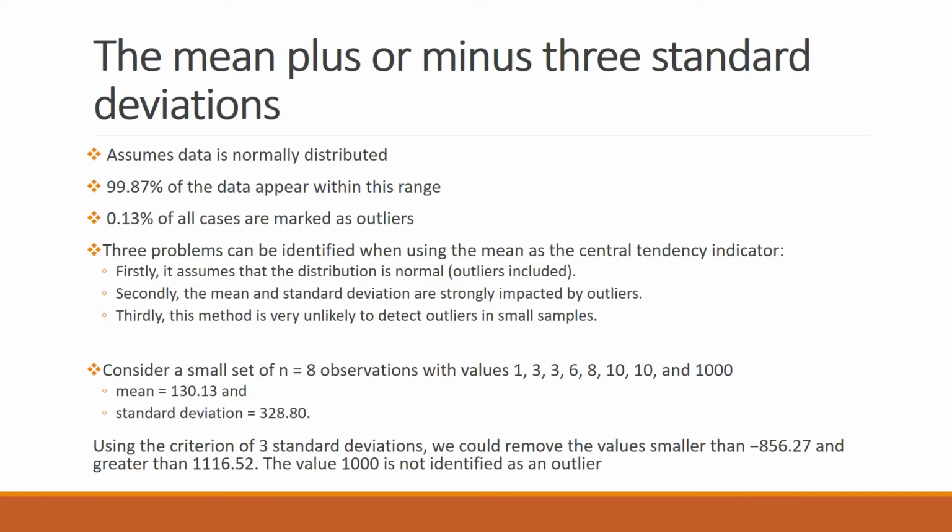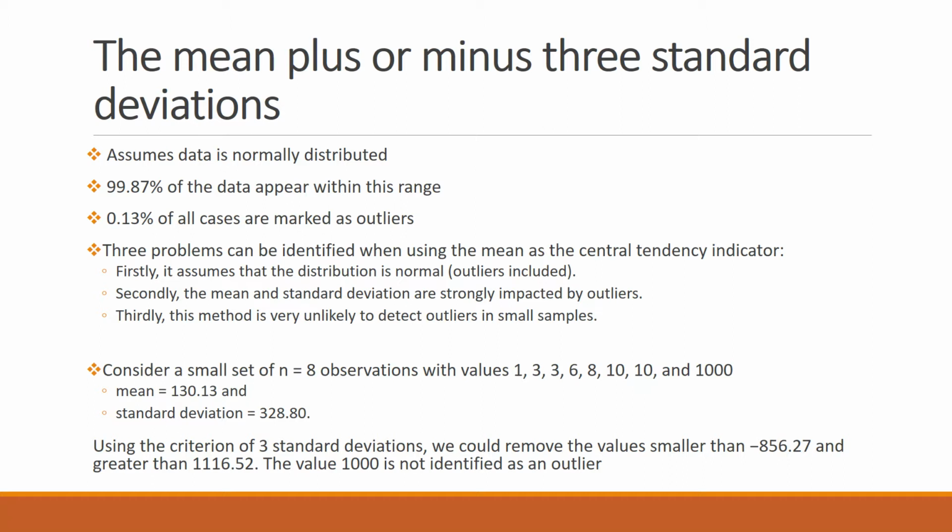Next. So we'll talk a little about the mean plus minus 3 standard deviation method. This method is based on the characteristics of a normal distribution for which 99.87% of the data appear within the range. 99.87% of data is between mean plus minus 3 standard deviation. Therefore, 0.13% of all cases are marked as outliers, meaning they are outside the range.